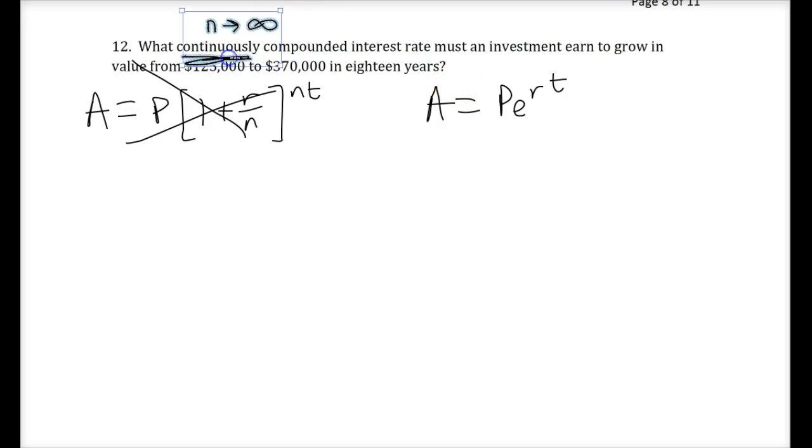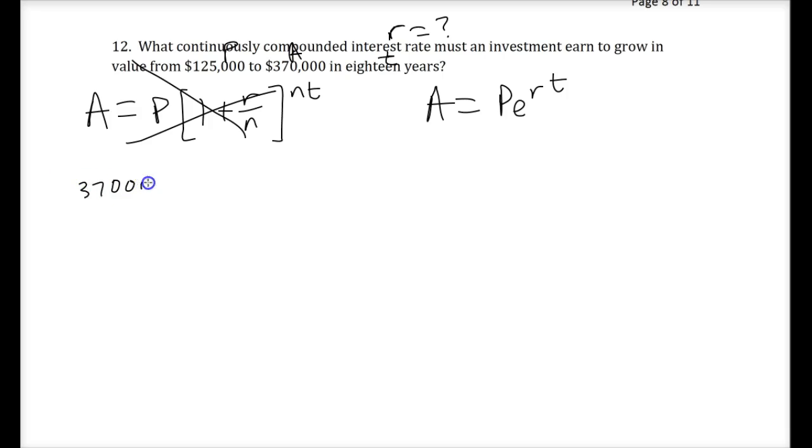So with that being said, we know that the 125,000 is going to be our P, or our principal, or initial amount. Our A, or the new amount, is going to be 370,000. We know that our T is going to be 18 years. And since we're trying to find what the compound interest rate is, this is what we're trying to find, R. So we're going to plug in all this information, and then after that, solve for R.